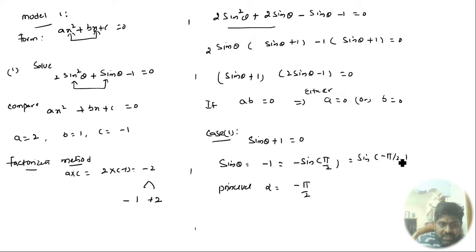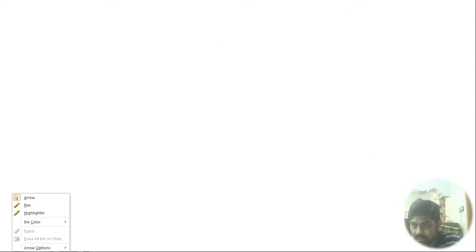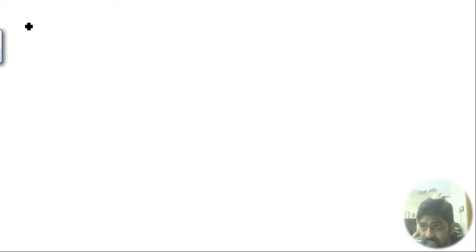So if we subtract pi by 2 from 180, we get pi by 2. That is alpha equal to pi by 2. So what is the general solution? The general solution, if we have a sin theta, can be written as sin theta, that is a principal value, that is alpha equal to minus pi by 2.